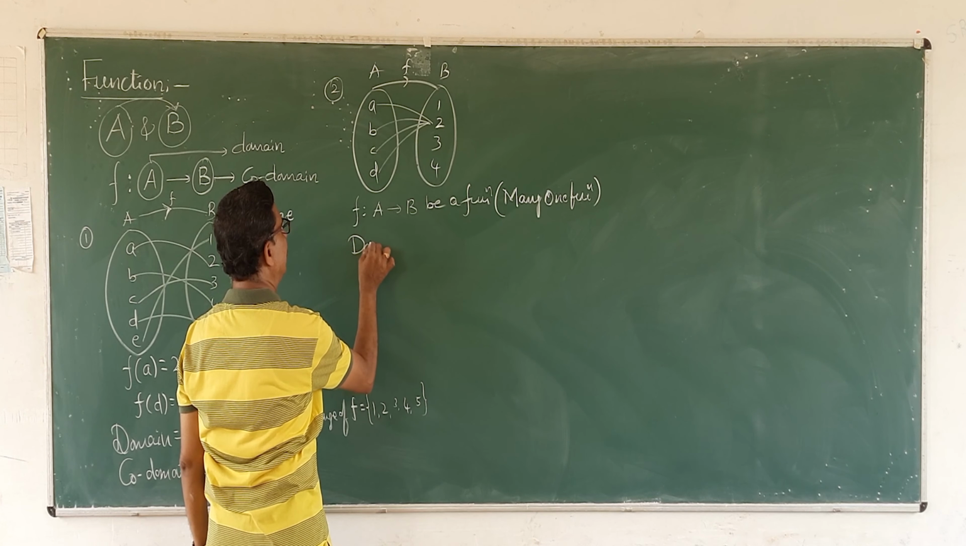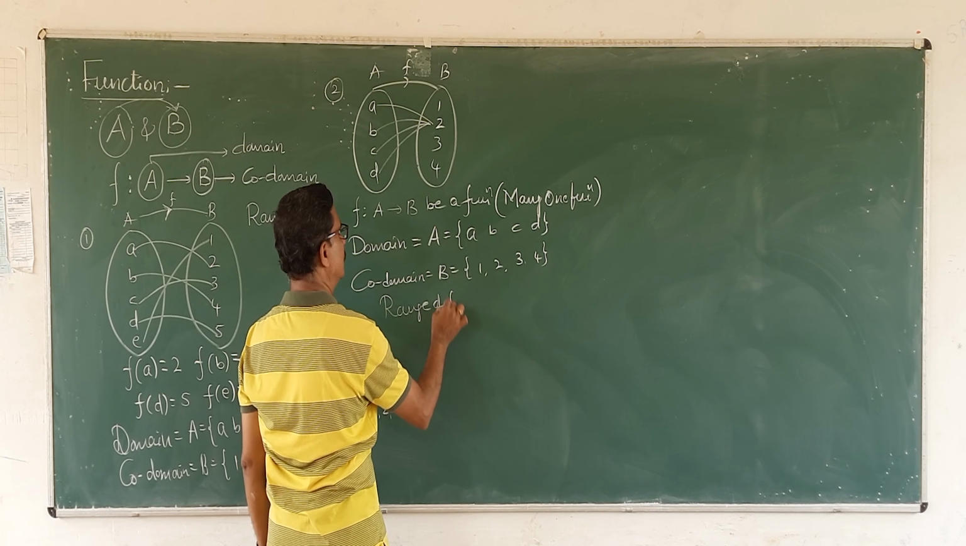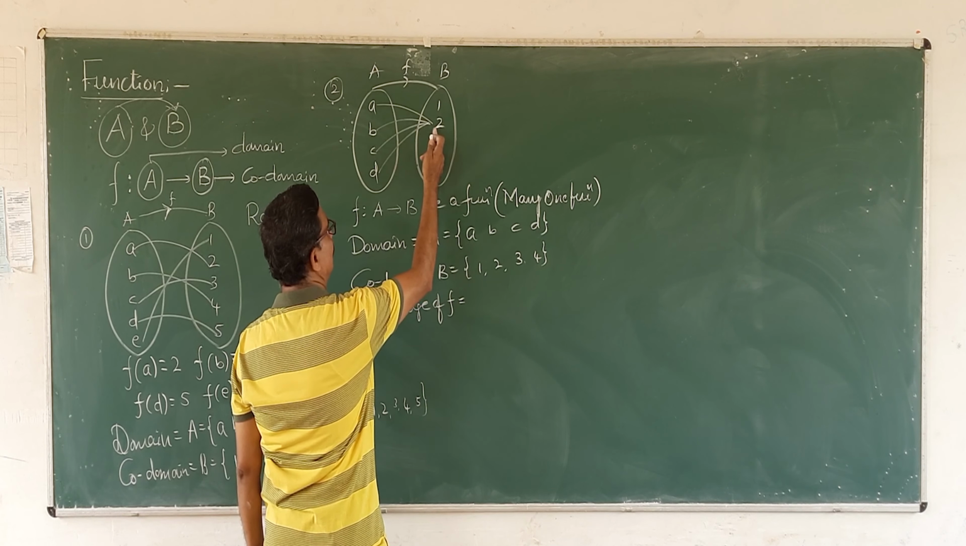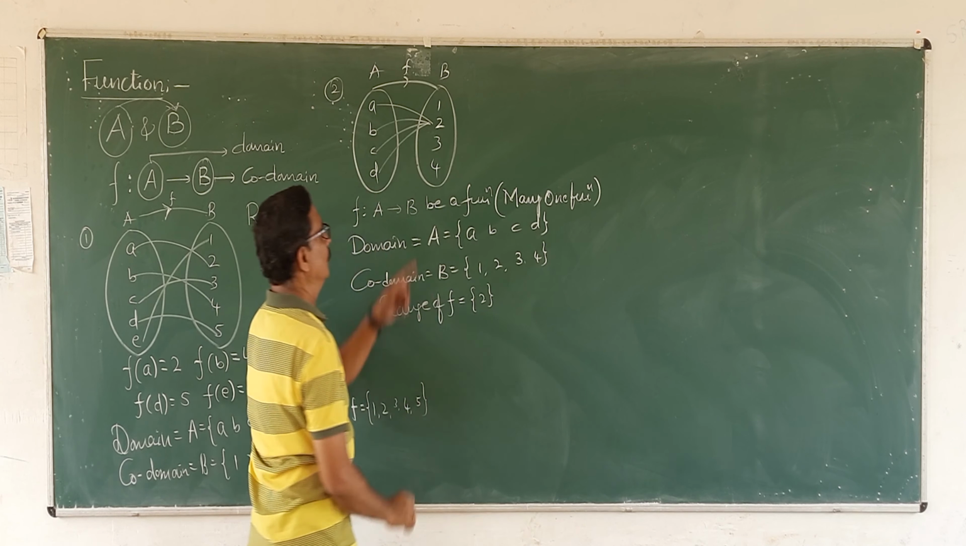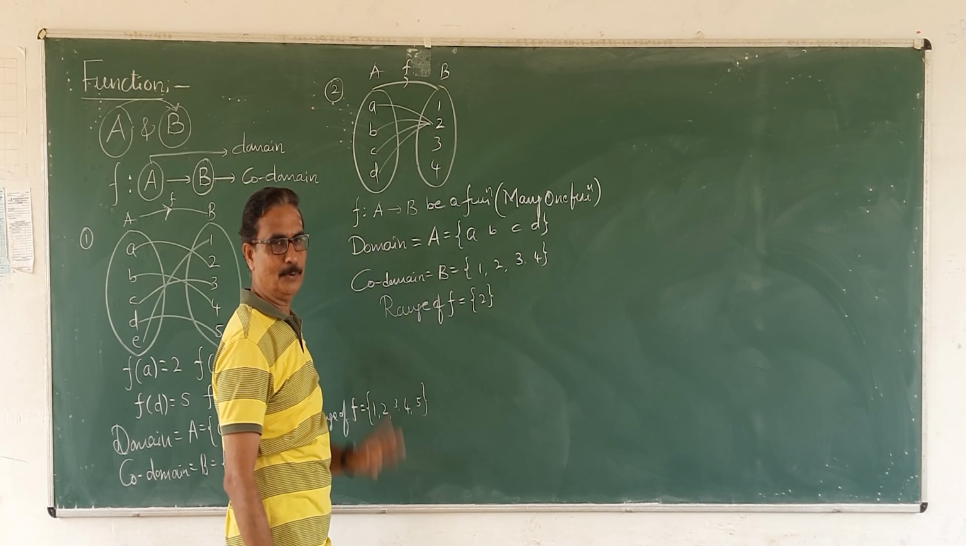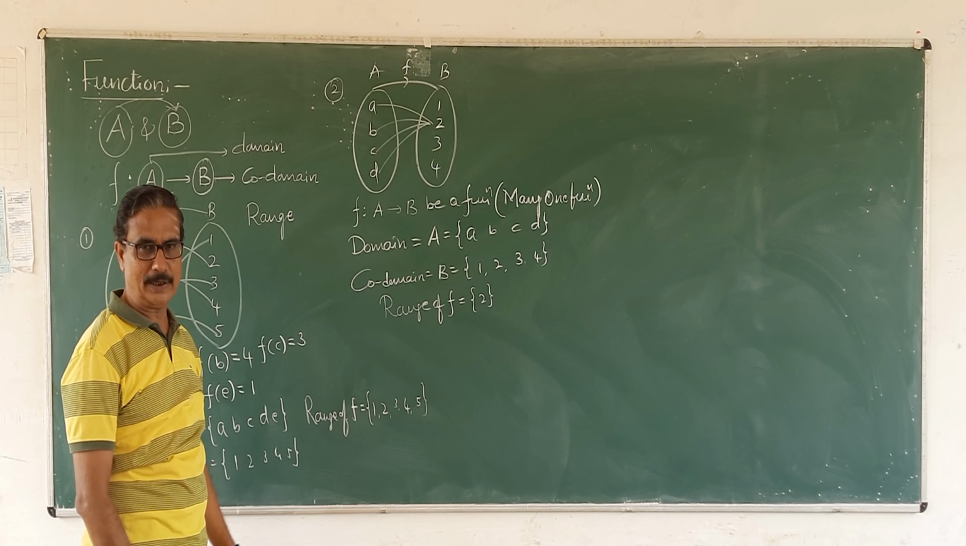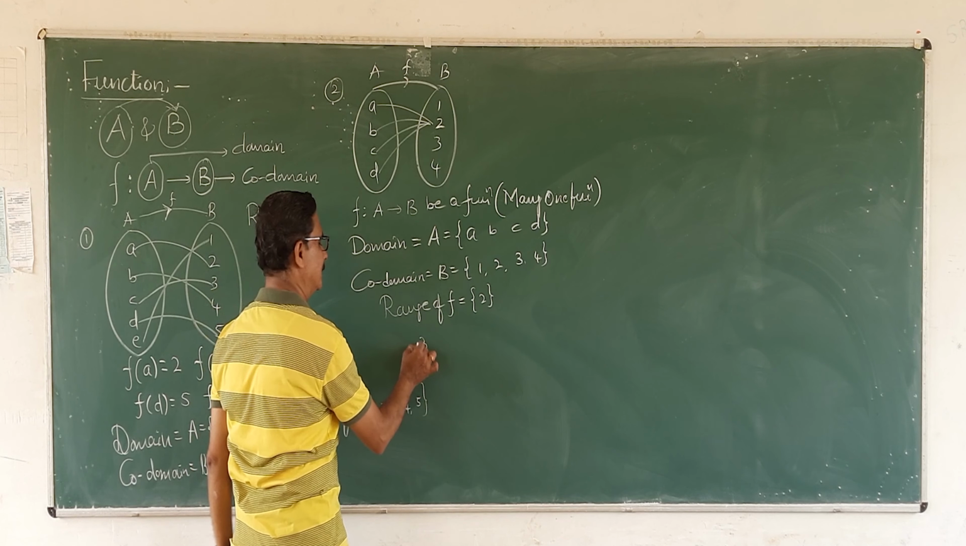Okay, what is the domain? Domain is equal to set A containing 4 elements A, B, C, D. Codomain is set B, right? Set B contains 4 elements 1, 2, 3, 4. And range of F. Look at which element has images, only one element, which one? 2. There is only one element 2 among the images, no 1, no 3, no 4. So range is 2. The set of all images under the map F is known as the range of the function. Clear students?